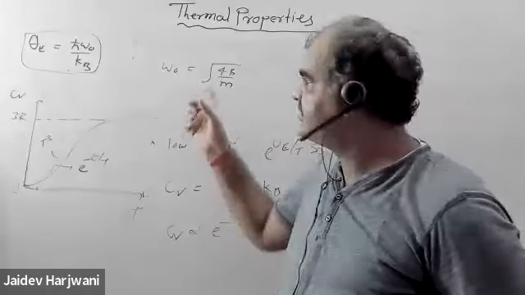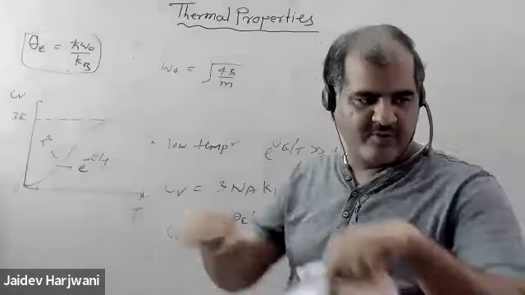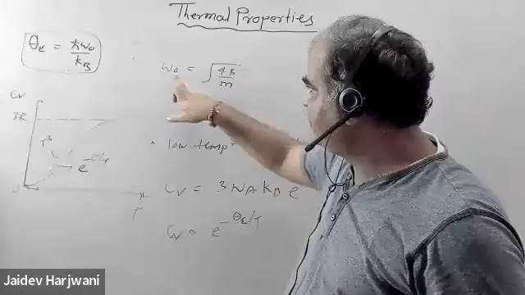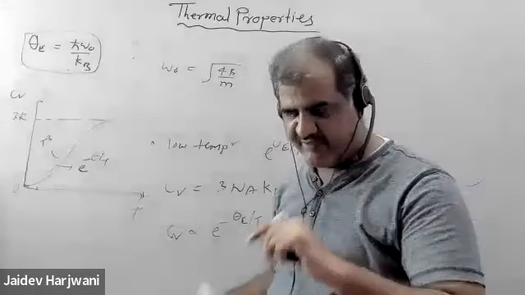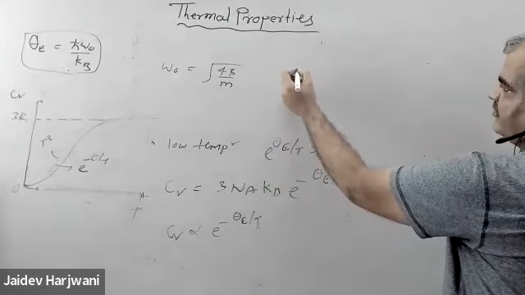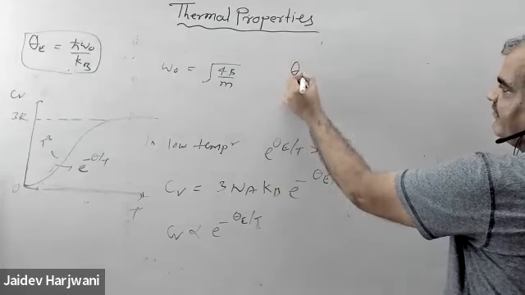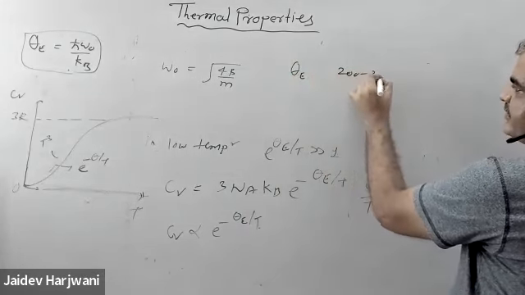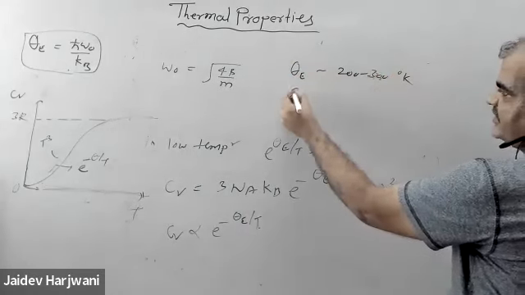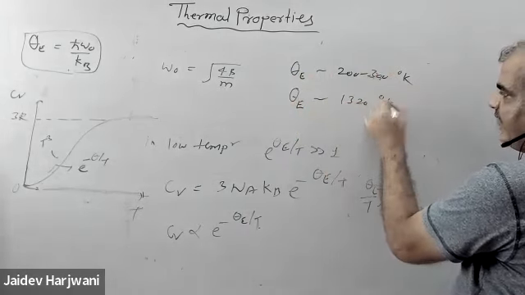What is the spring constant? The spring constant between atoms: how flexible, how strong is the bonding? Beta. So this omega naught is different for different metals. For example, if I take metallic elements, the theta E varies from 200 to 300. While if I take diamond, theta E is of the order of 320 degree Kelvin.